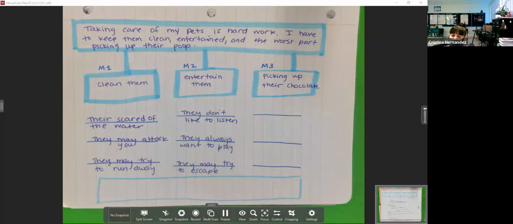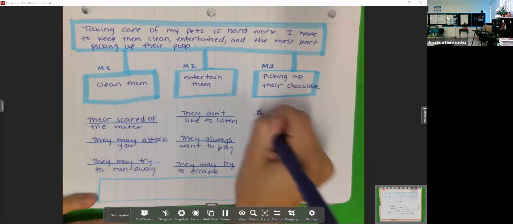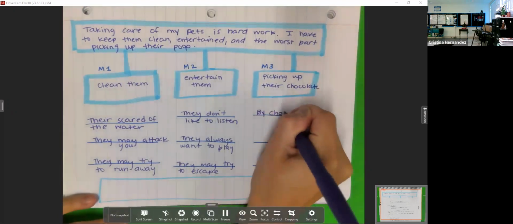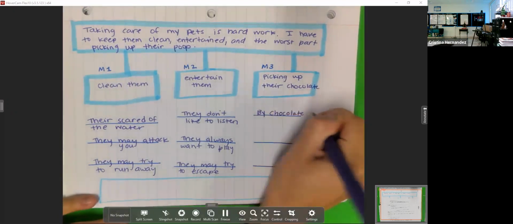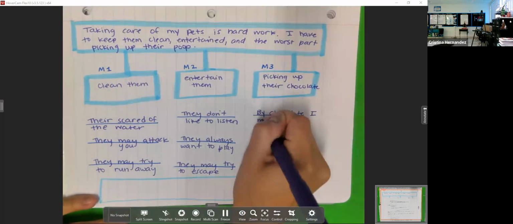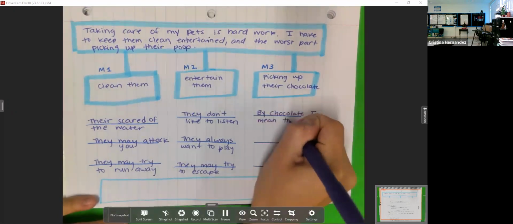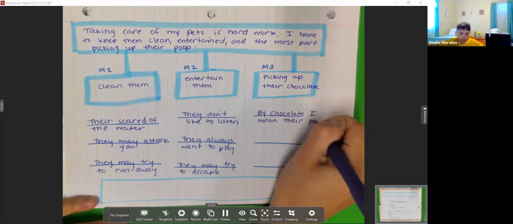So, picking up their chocolate. I guess, first of all, we need to explain what chocolate is, don't we? Shouldn't we let the reader know what chocolate is? We should have put that one as our first one. By chocolate, I mean their poop. Entertaining a dog is hard.